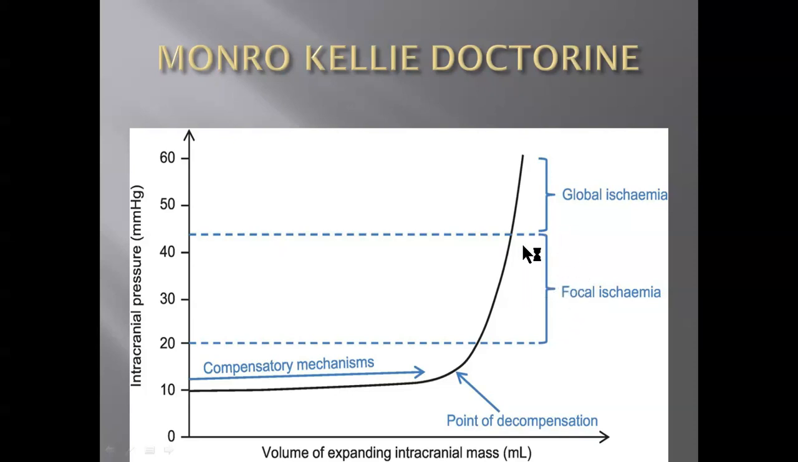How do you calculate MAP? The mean arterial pressure formula is very important. It is your systolic blood pressure plus twice your diastolic blood pressure, all divided by 3. So how do we calculate MAP? Suppose your systolic blood pressure is 140 and your diastolic blood pressure is 80.